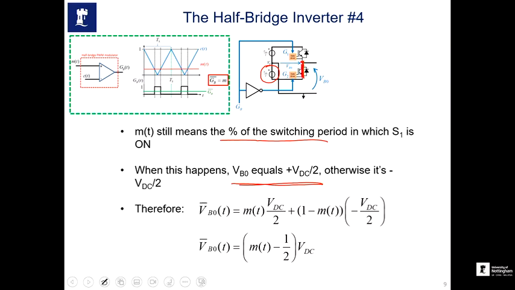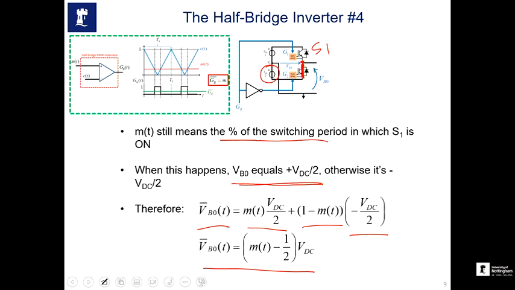So if we take the average of VBO, we can write it as MT times VDC by 2, and MT you can assume like a duty ratio. So there is a certain time, which is the on time of the top device S1, when the voltage is VDC by 2, and the rest of the time, which is 1 minus duty or 1 minus MT, the voltage is minus VDC by 2. And if we take the average, we get the formula of this. So VBO average is MT minus half of VDC.